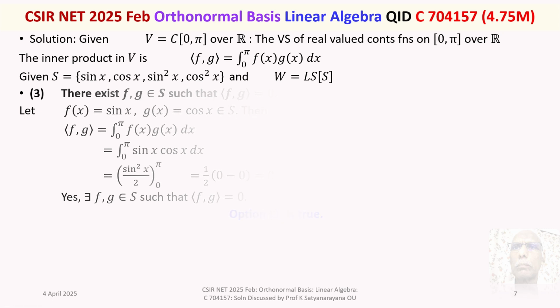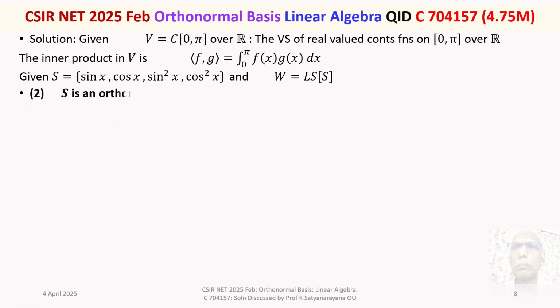We move to the next slide. Option 2. S is an orthonormal basis of W. Now, S is a basis of W, which we have already seen in option 1. To see whether S is orthonormal or not, first of all, S should be orthogonal. What do you mean by an orthogonal set? A set S is said to be orthogonal if every pair of vectors or elements in S are orthogonal.